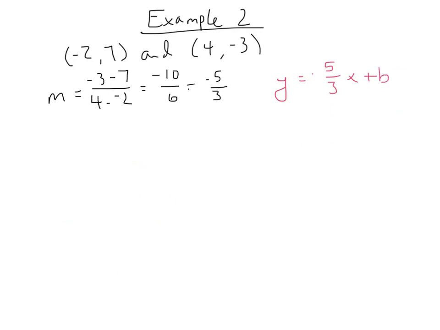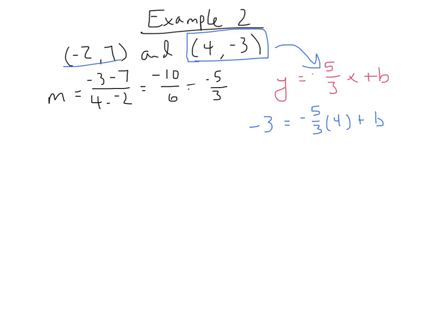Now the last time it was clear which point I should pick because there was a 0 in one of them, and that makes it pretty easy to work with. For this one, there's no clearly indicated point. It doesn't really matter which one I choose, but I'm going to work with the 4, negative 3. Plug that in here so that I can solve for my b value, my y-intercept. Negative 3 goes in for y, so I get negative 3 equals negative 5/3 times 4 plus b. And now I'm going to have to deal with my fractions here.